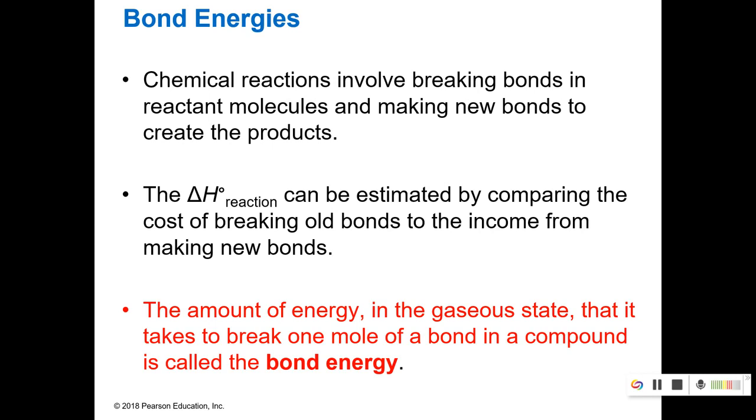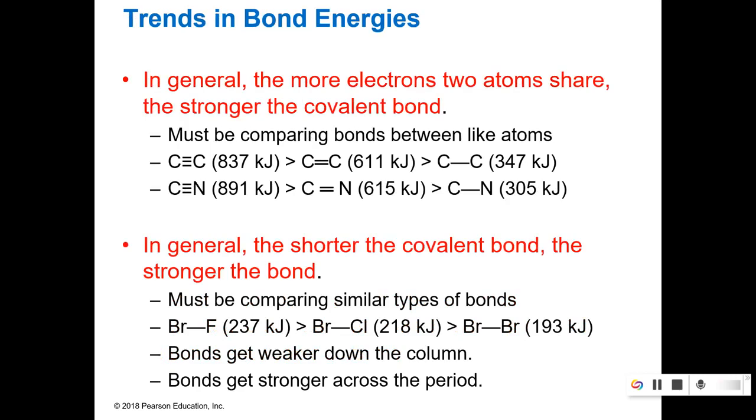Now we're going to shift into bond energy, and this will reappear in Chapter 9. So I may only have one question on this exam. But when we come to Chapter 9, it's going to be more important. Okay, so the amount of energy in the gaseous state, so we got to be in a gas state, that it takes to break 1 mole is called the bond energy. So breaking 1 mole of a bond is bond energy. Bond energy is going to be in kilojoules.